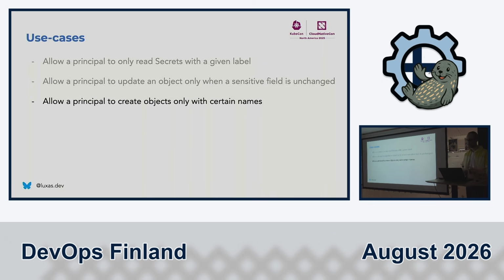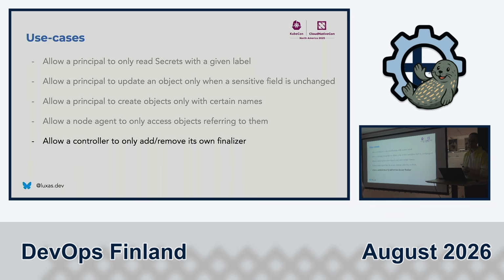Maybe you want to be able to create objects with certain names only, or node agents. Now that AI is a hot topic, you have tons of node agents doing GPU management and stuff. They really should only be able to do stuff that relates to their node, because otherwise an attacker that manages to escalate privileges at one node could start moving laterally to other nodes. So this is a boundary that you would like to keep.